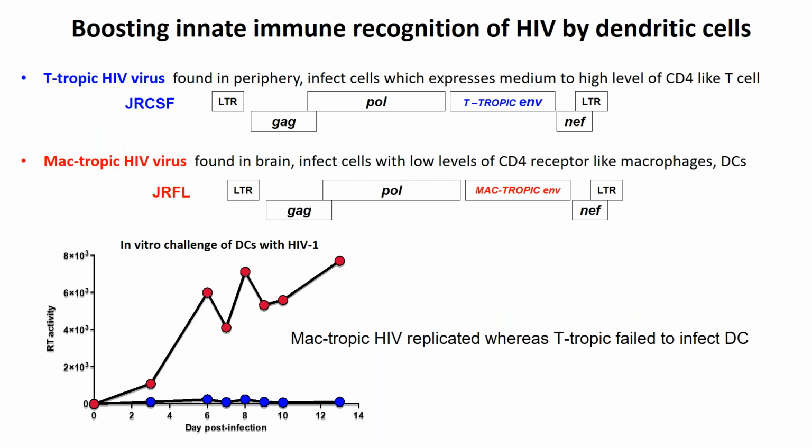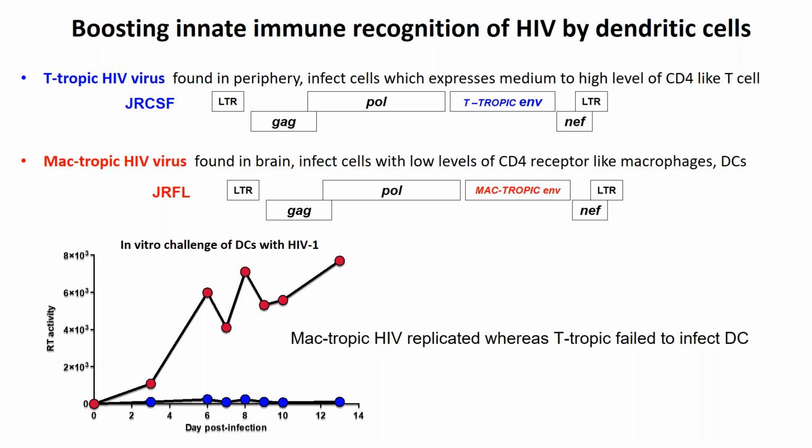So how do we prove that? To prove this hypothesis, we took a pair of HIV viruses called GRCSF and GRFL. These two viruses are identical. They are isolated from the same individual. The GRCSF virus is a T-tropic virus, meaning that it infects cells which have a moderate to high level of CD4 receptor, like T cells, whereas the GRFL virus is an M-tropic virus, and it is capable of infecting cells which have even very low levels of CD4 receptor, like dendritic cells.